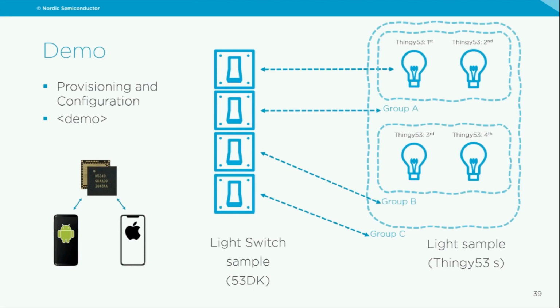We will be using one 53DK for the light switch sample. This DK has 4 push buttons. They will act like 4 individual switches. Additionally, we will be using 4 Thingy 53s and they will act as light bulbs. We will group them into 3 groups. The first 2 Thingies will be grouped into one group. The second set of Thingies will be grouped into another group, and then there will be a third group that will comprise all these Thingies together.